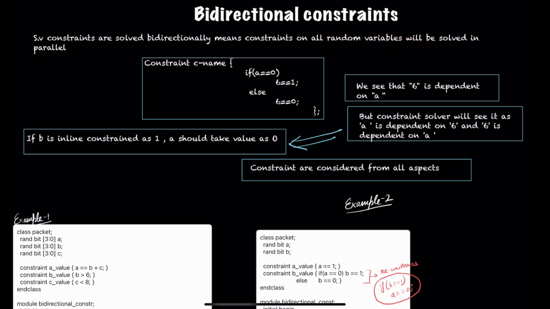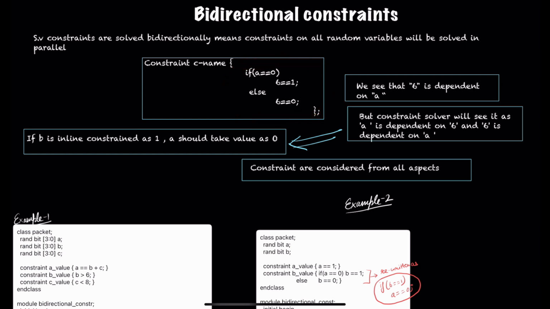And how does that happen? Suppose we write a constraint and its name is CNAME. If A equals 0, B should be 1, else B equals 0. So when A is 0, B will be 1. Otherwise, when A is 1, B should be 0. Okay, we'll write this as a constraint.